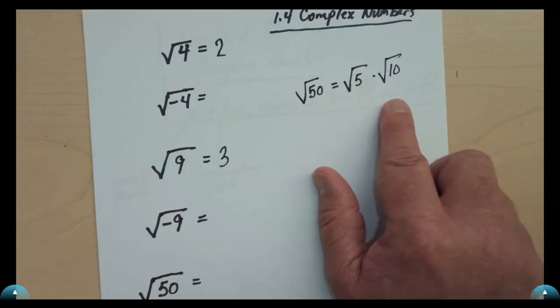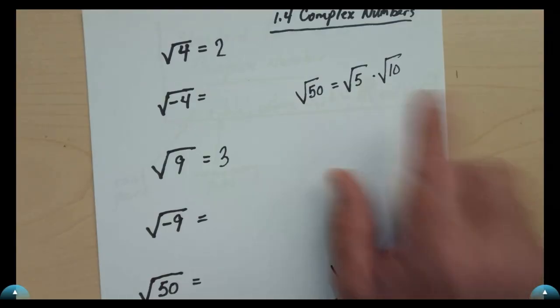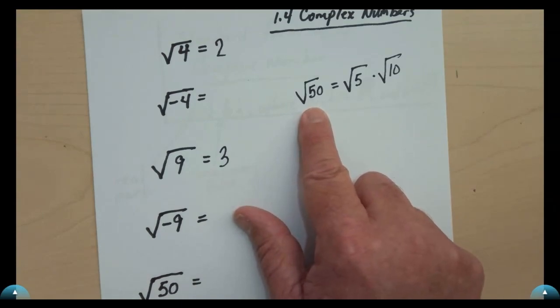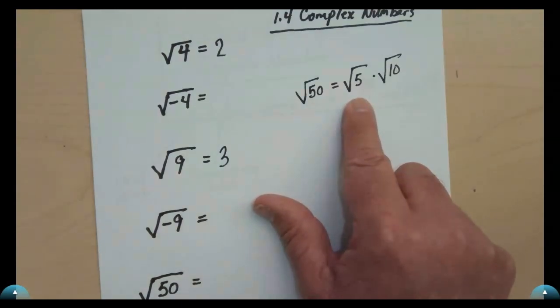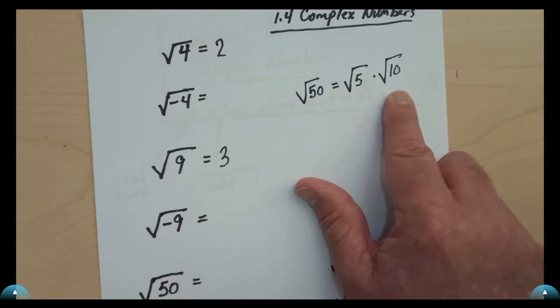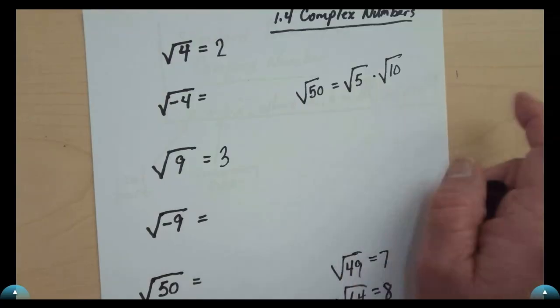I don't like this way. It's not going to help me. The reason it's not going to help me is just like I don't know exactly what the square root of 50 is, I also don't know exactly what the square root of 5 is, right? It's bigger than 2. It's smaller than 3. I don't know what the square root of 10 is. It's a little bit bigger than 3 because 10 is a little bit bigger than 9, right?